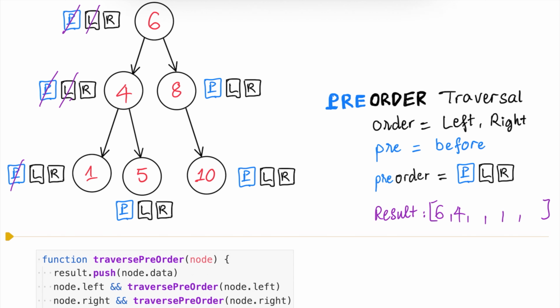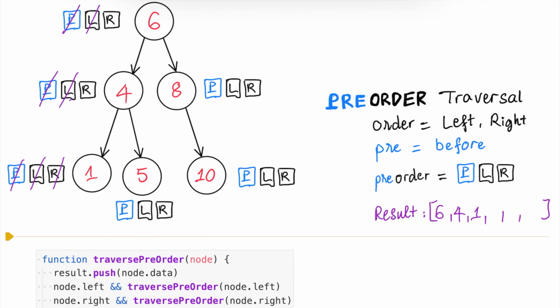We go left of 4 and we see 1. Then we're gonna process 1. We put 1 into the result array. Then we do the left traversal of 1, but 1 doesn't have a left child, so the recursive call will not run. Then we do the right traversal of 1, and 1 doesn't have a right child, so the recursive function will not run. And then we finish all the operation of node 1. That means we're gonna go back to node 4.